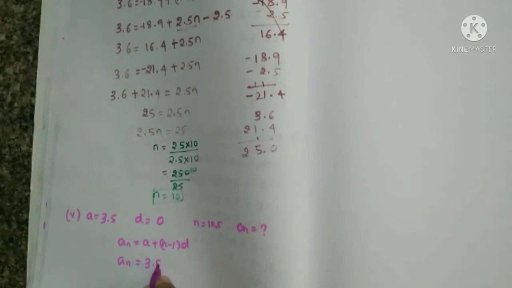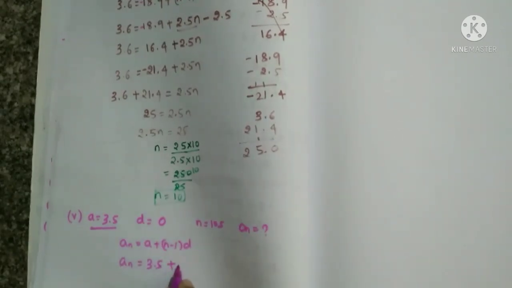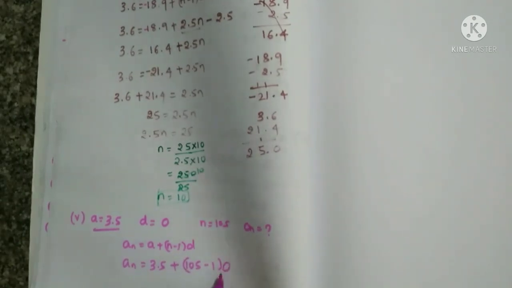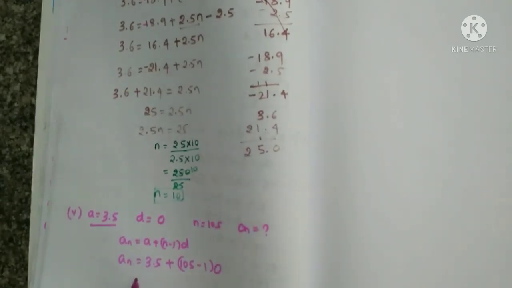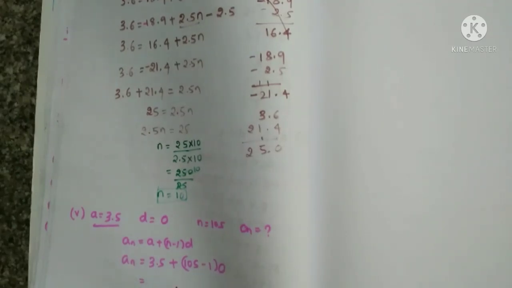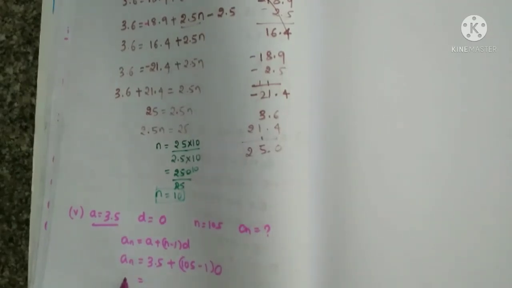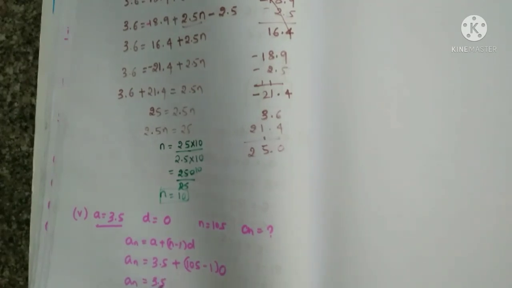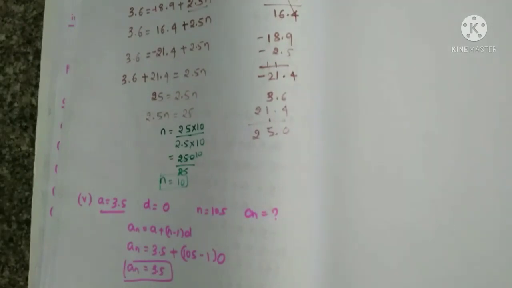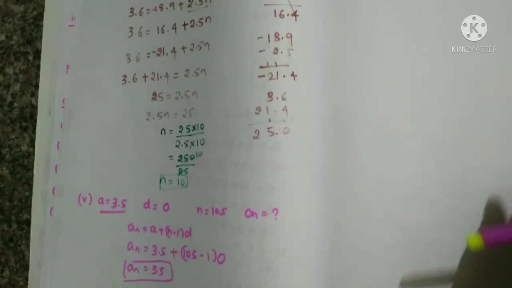The a value is 3.5 plus (n minus 1), 105 minus 1, into 0. The d value they have given is 0, so it will become 0 only. 105 minus 1 is 104, into 0. Anything if you multiply with 0 it will become 0. So an equals 3.5. This is called a constant AP, because if the d value is 0 we can say that it is a constant AP.